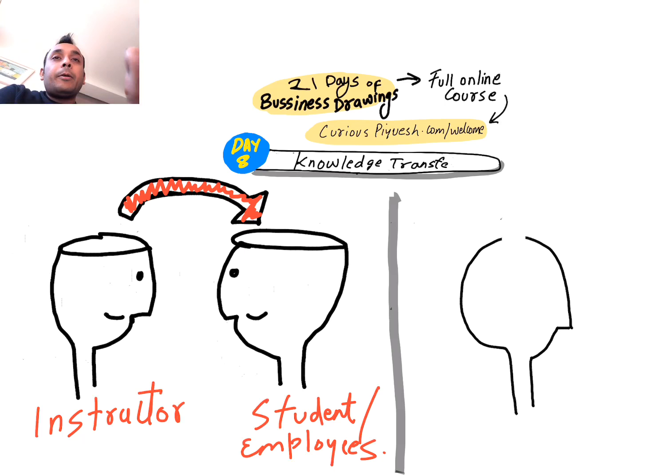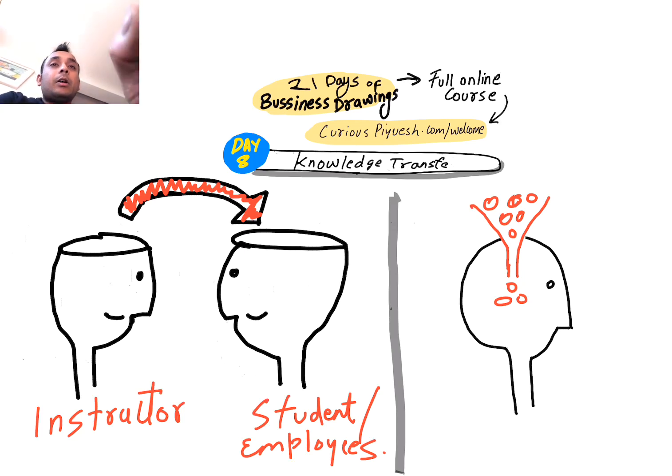So basically here, and these are the knowledge capsules which are falling in the brain, in his brain. And this is how he is getting the knowledge.